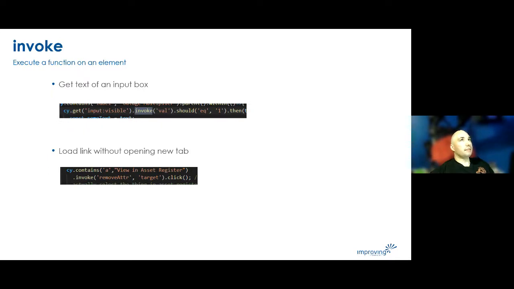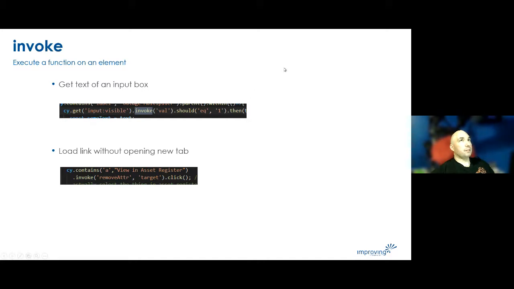Invoke. It's a neat little thing I've recently learned how to use. It lets you run functions on elements in the DOM. So far, the only functions I use it to run are val and remove attribute. The former I use to get the value of an input field so I can assert on it, as you can see in this code snippet here.